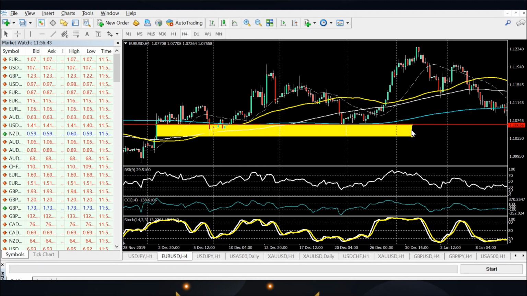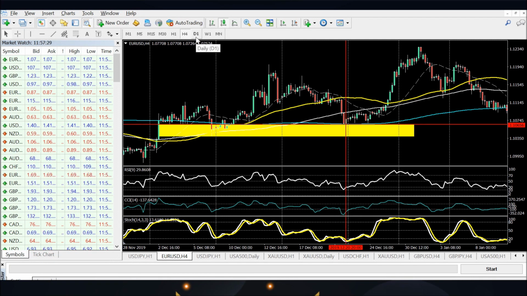Draw it properly like that. Okay, so price came down and tested the 200 SMA, and at the same time it tests your support zone. So there's a confluence indeed. Right, so potentially we can enter right here. So let's put a vertical line here.